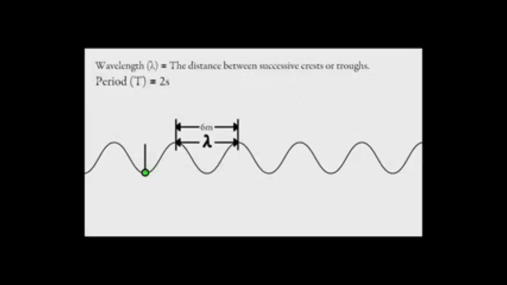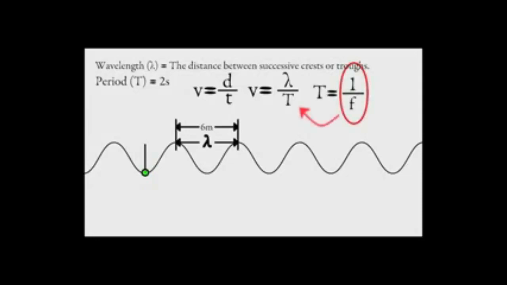So here's an interesting derivation. If we start with the formula V equals d over t, we know that the distance covered is a wavelength, and the time it takes to cover that distance is called the period. So now we have V equals lambda over T. Now, if we recall that T equals 1 over f, we can substitute in 1 over f for T, the period. That will give us V equals lambda over 1 over f.